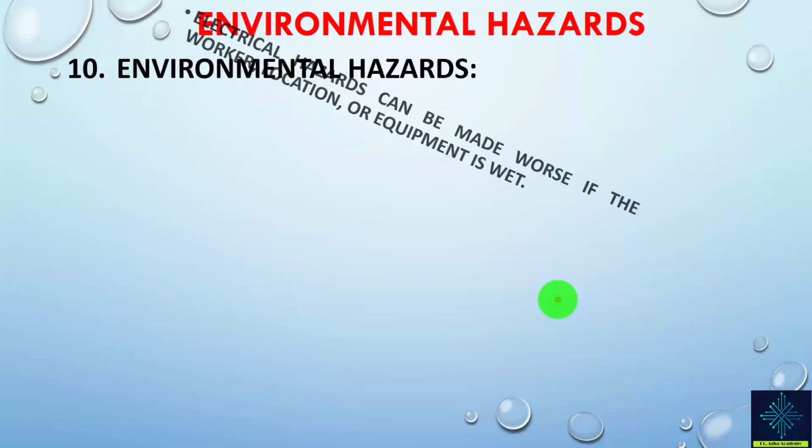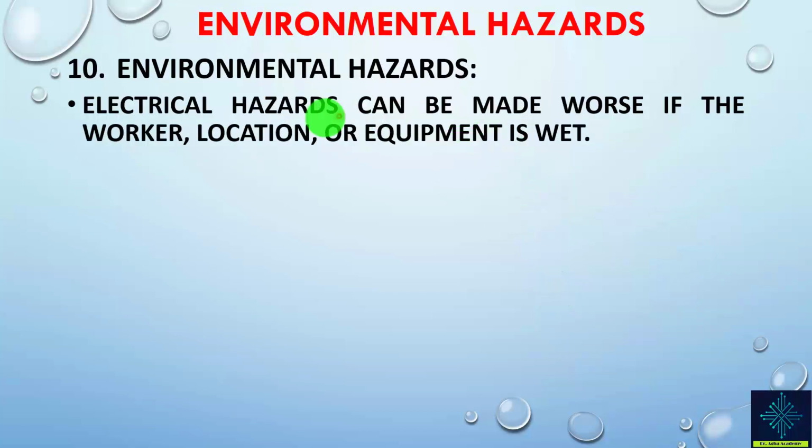Then we have this issue of environmental hazards. Electrical hazards can be made worse if the workers, the technicians, the personnel, or the location, or the equipment is wet. We know that water would increase the probability of the occurrence of hazards and might be risky in so many cases.